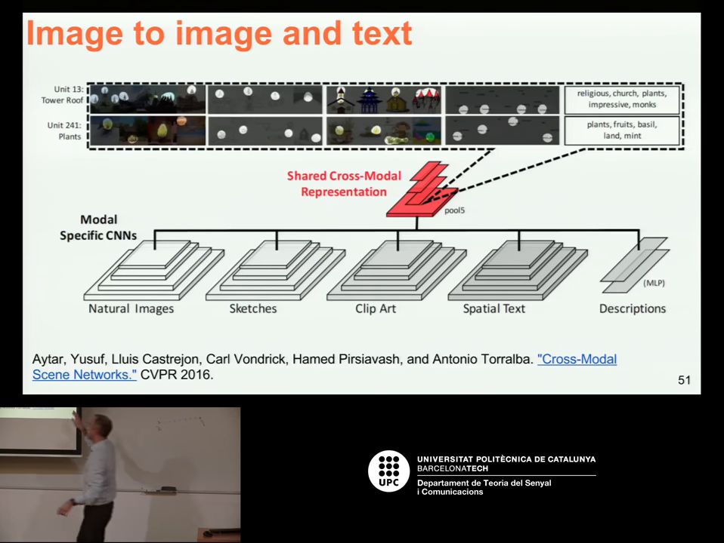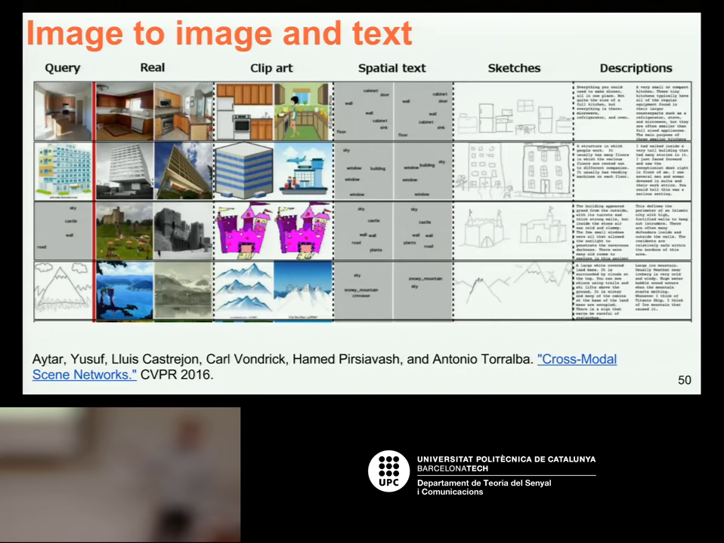He trained a joint embedding such that wherever you come from, whether from natural images, from sketches, from clip art, to spatial text or descriptions, everything was mapped into the same representation. So given one, he could retrieve the other ones. And those are the results that you find here.